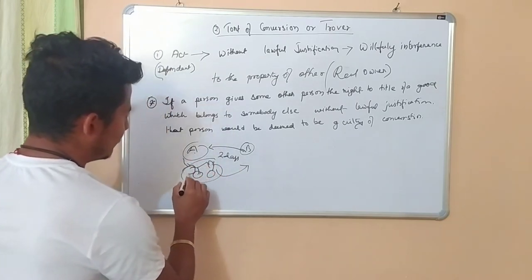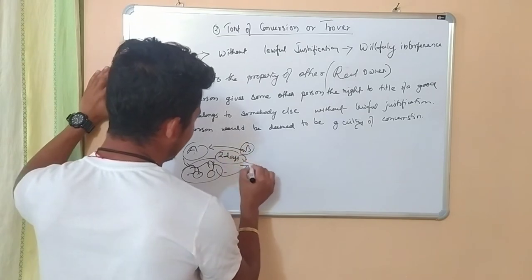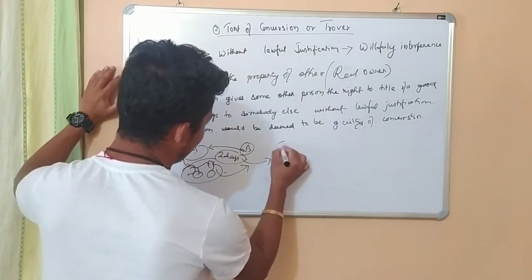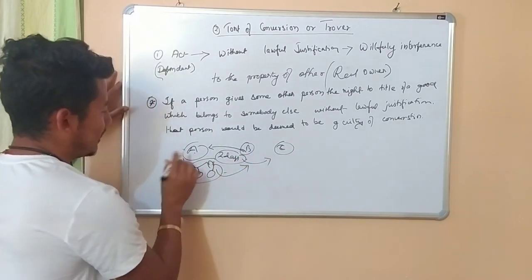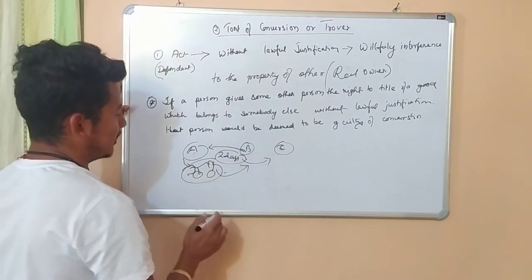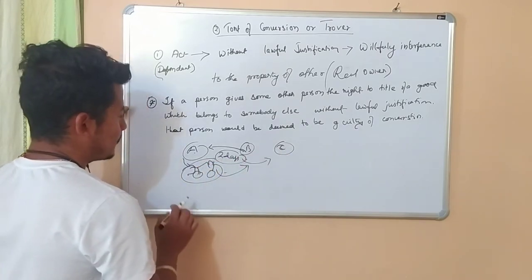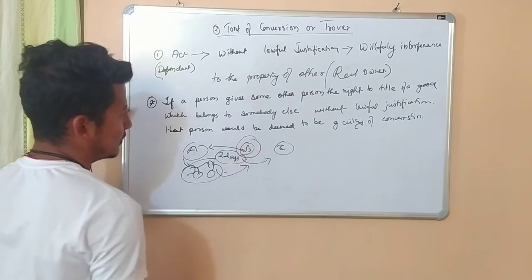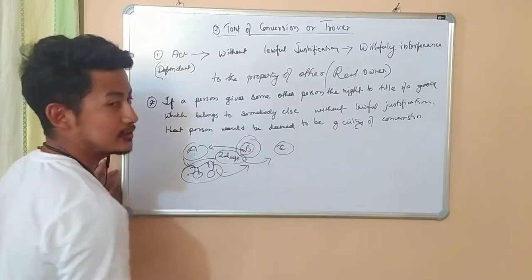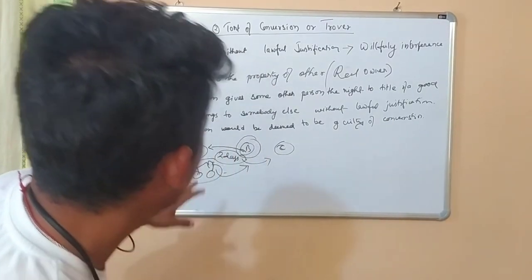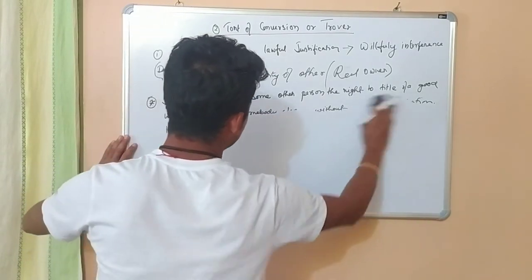So A gave that bike to B. After that, what happened? Within these 2 days only, B gave the bike to somebody else, to C. B sold the bike to C. Now when A is looking for his bike after the 2 days, the bike is in the hand of C. Now B is guilty of conversion. This is what this line is trying to convey. So now there are some case laws.